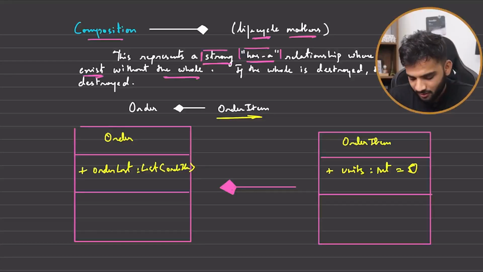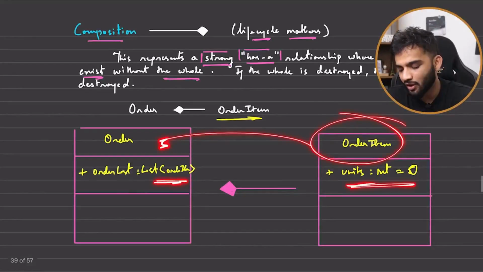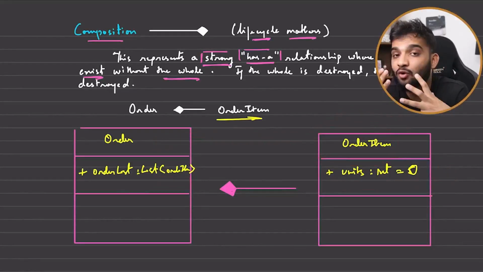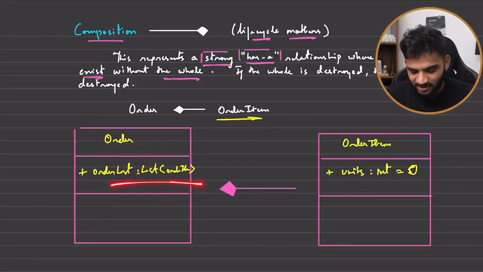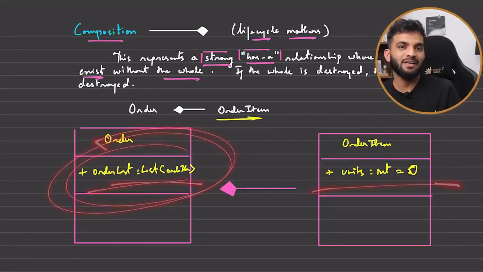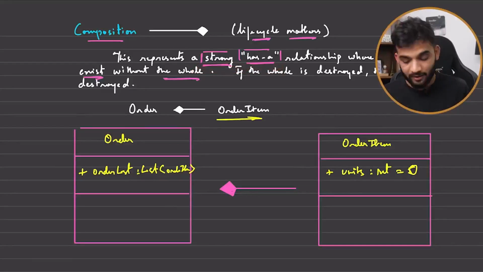Over here, every order item that you include, the unit is going to decrease. So it has a very strong relationship. If it's gone, the order item would increase, or if it consumes everything, it's going to deprecate. So it's a very, very strong has-a relationship. Got it? Perfect. So we know about composition as well.